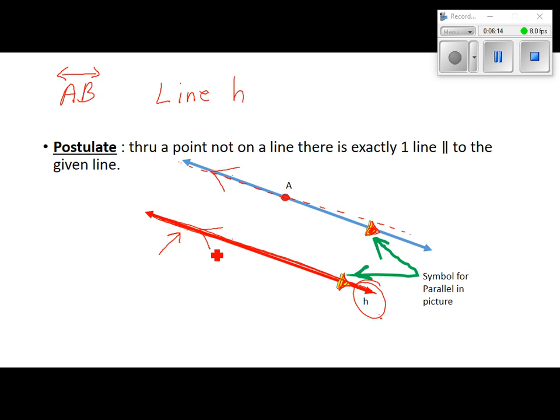So if we're writing it out in words, if we want to say line H is parallel to this blue line, let's put a letter out here, we'll say N. So line H is parallel to line N. We write it out that way. If we want to show it in the picture, then we use these symbols to show parallel.